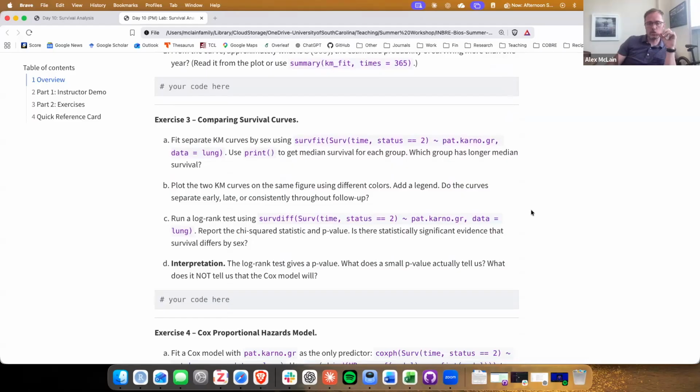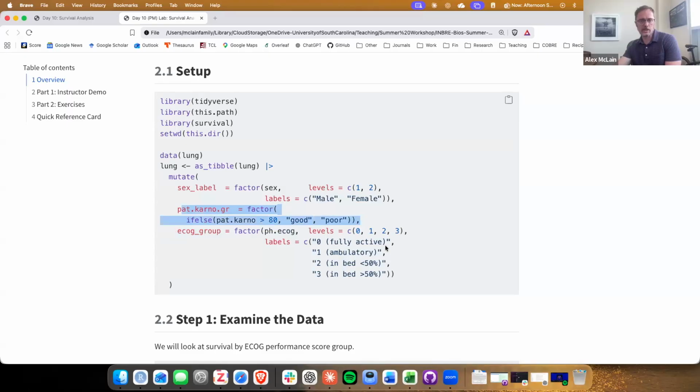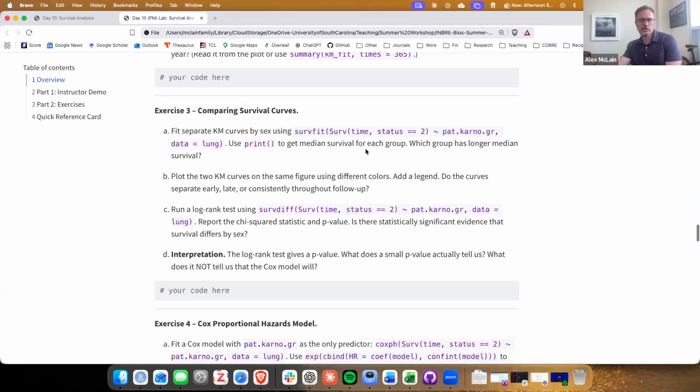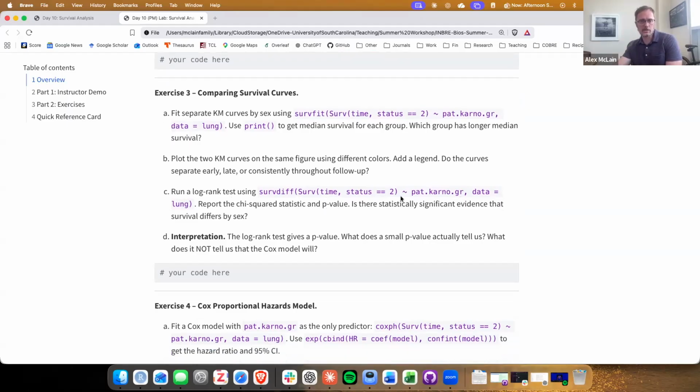So the first one that we're going to work on is exercise 3. Here we're going to use that Carnot group and get separate Kaplan-Meier curves based on it. In the morning, we did this by sex. So I'm just asking you to repeat what we did in the morning to get separate survival curves by this Carnot group that we create right here. We haven't looked at that variable yet. So create separate survival curves, plot the curves with a legend, similar to what we had with sex, and then run a log rank test.